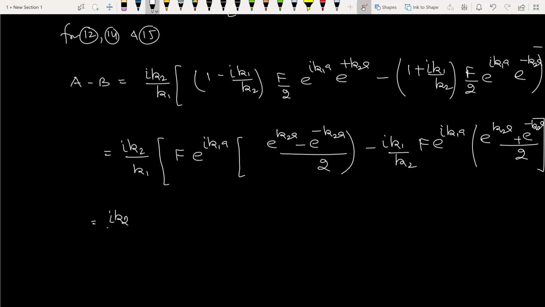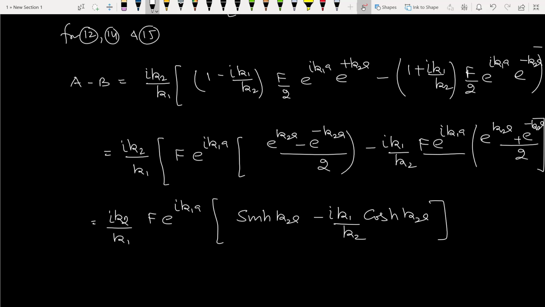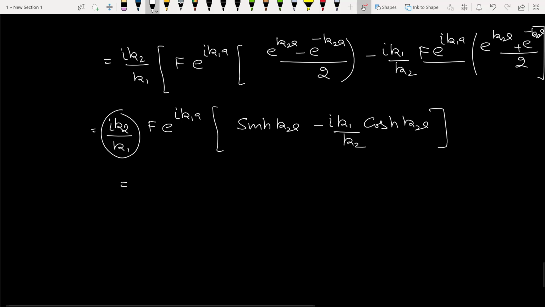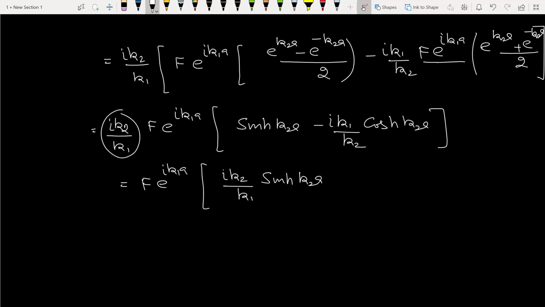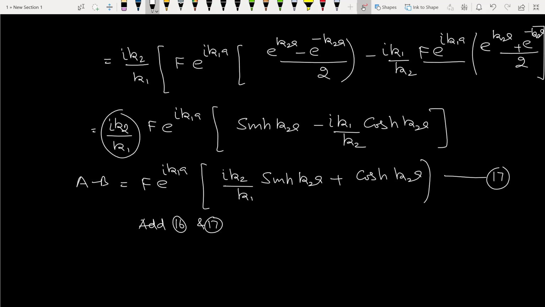So this is simple mathematics. You can write the terms and take the things common. So F e raised to power iota k1a, this term it will be sin k2a minus iota k1 upon k2, this we have taken as common, this is cos k2a. So we take this term inside. So it is iota k2 upon k1 sin k2a, and this term will cancel out with this cos k2a. This is A minus B, and we mark this as equation number 17. So now we will be solving equations 16 and 17. So add 16 and 17, we will get the value of A.